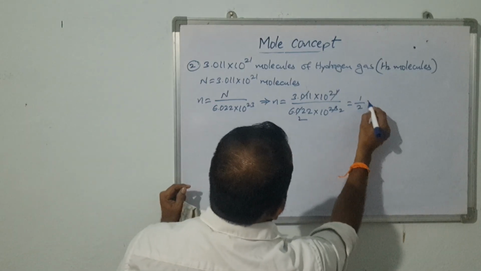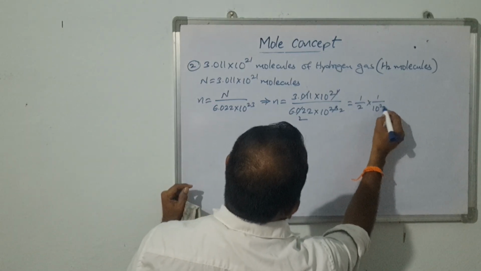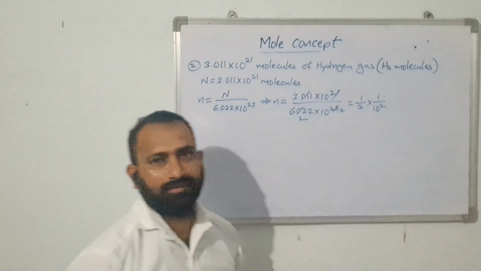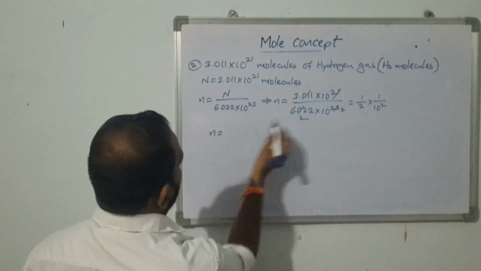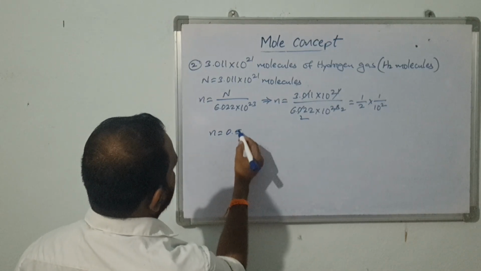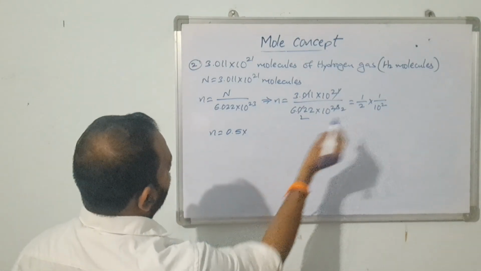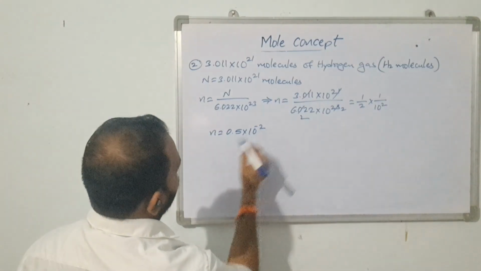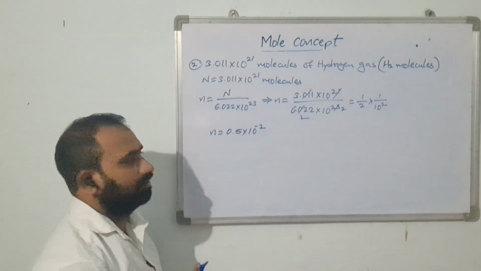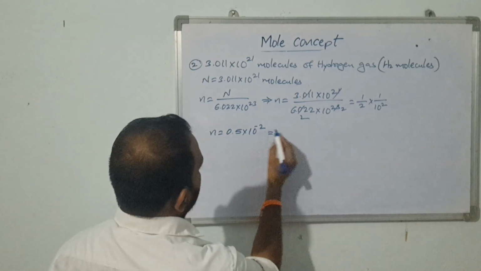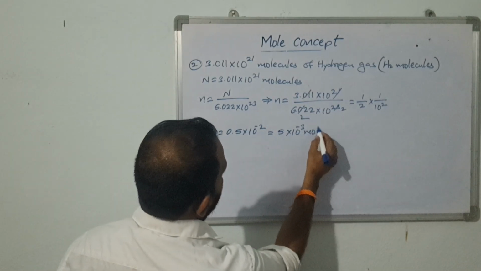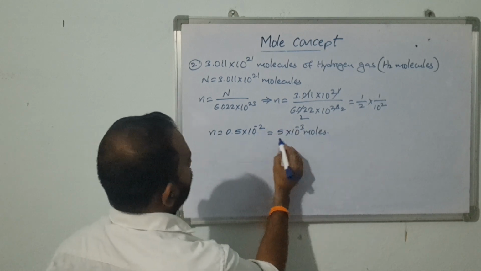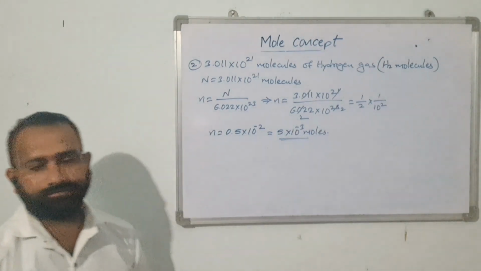Here we get 1 by 2 into 1 by 10 square. 1 by 2 equal to 0.5, students, and 1 by 10 square equal to 10 power minus 2. Understood, children? That we can simply write as 5 into 10 power minus 3 moles. Understood, children? So this is the answer.